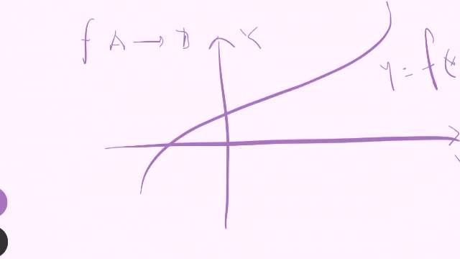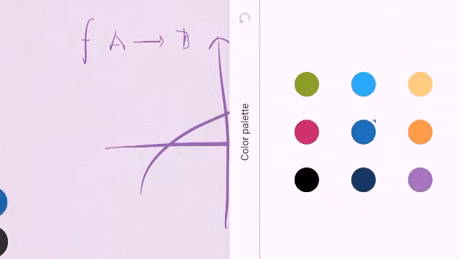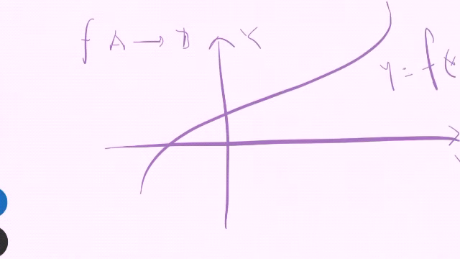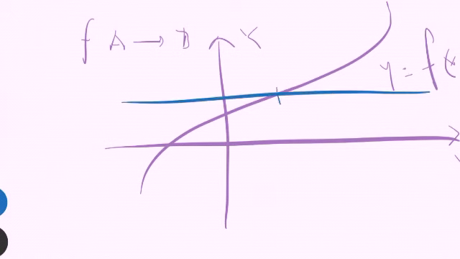Okay, so what we say here, if we draw the graph, if we draw the range here, that it means if we draw a line parallel to the x-axis, if it cuts at one single point, then the function is 1-1, otherwise it is many-one function.